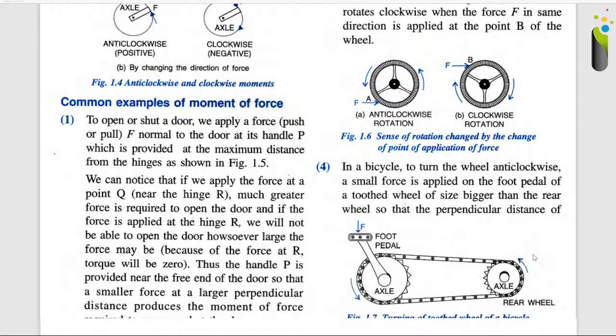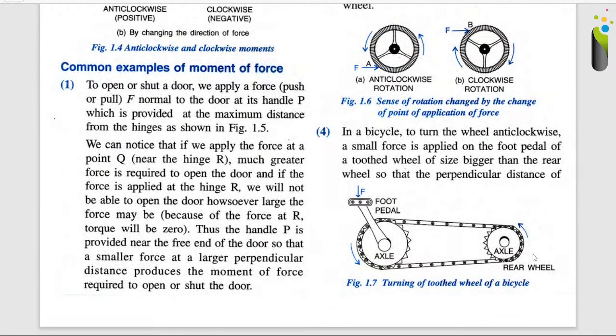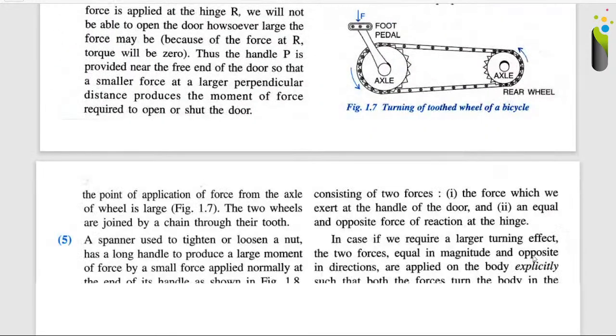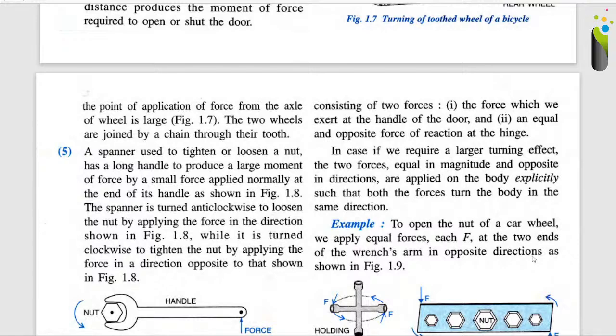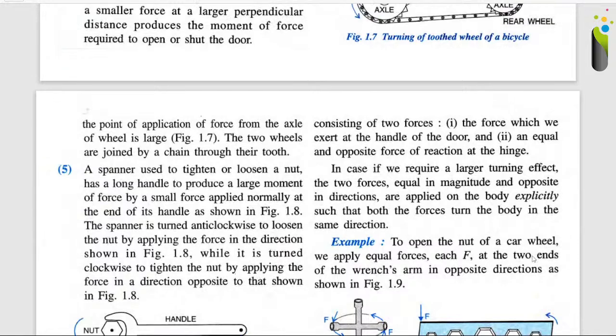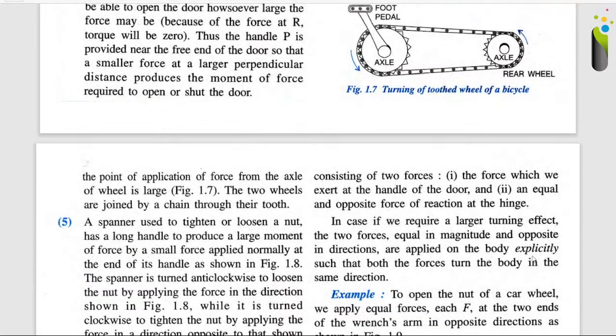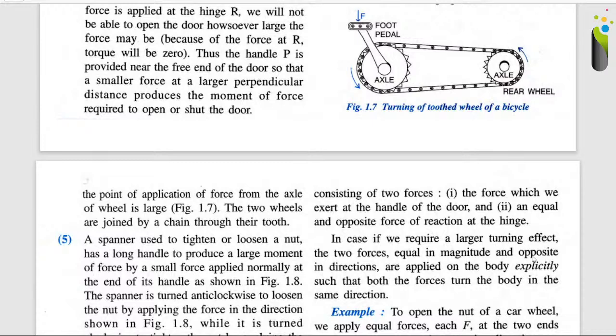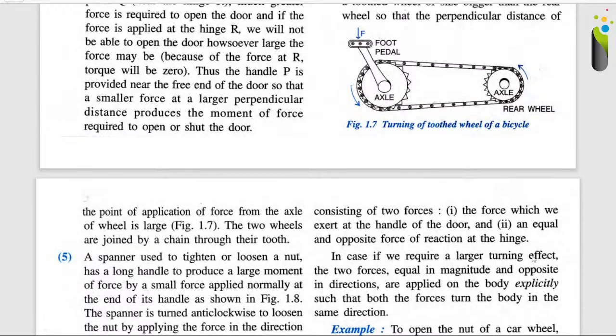You can certainly relate this when you see your parents driving the car when they take the wheel. So definitely observe this. Coming to the fourth example, in a bicycle, you turn the wheel anti-clockwise. A small force is applied on the foot pedal of a toothed wheel of size bigger than the rear wheel, so that the perpendicular distance of the point of application of force from the axle of the wheel is large. This is figure 1.7. You can look at it again. The two wheels are joined by a chain through their teeth.